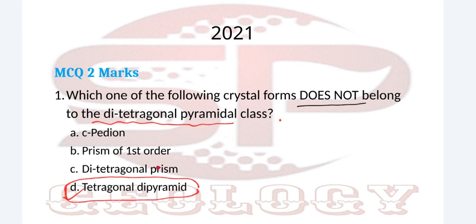So a ditetragonal prism of first order, they all belong to the prismatic class, and this pedion also, the C pedion, does not belong to the pyramidal class. So tetragonal dipyramid will belong to the ditetragonal pyramidal class.